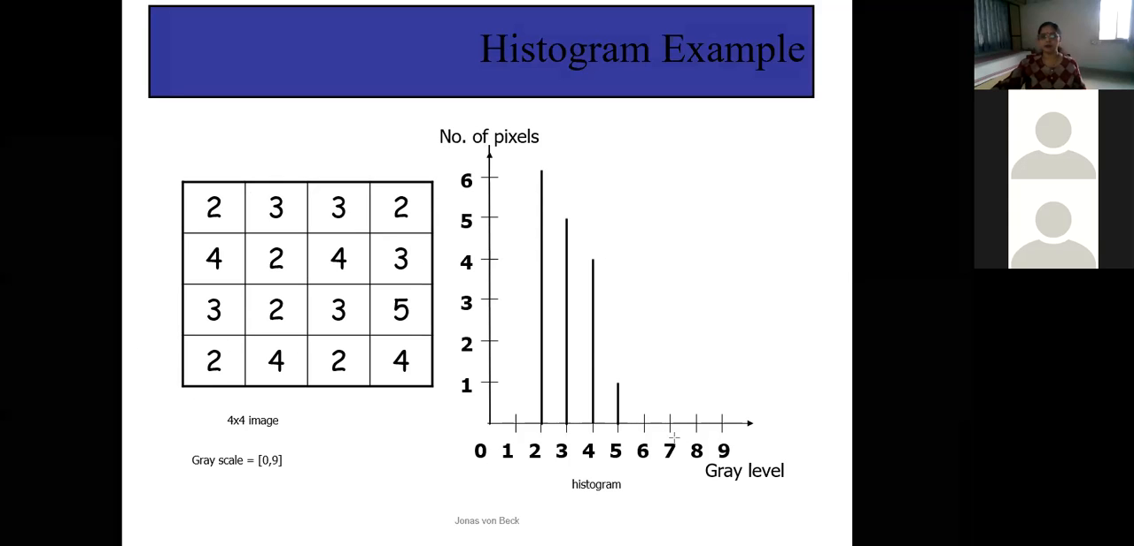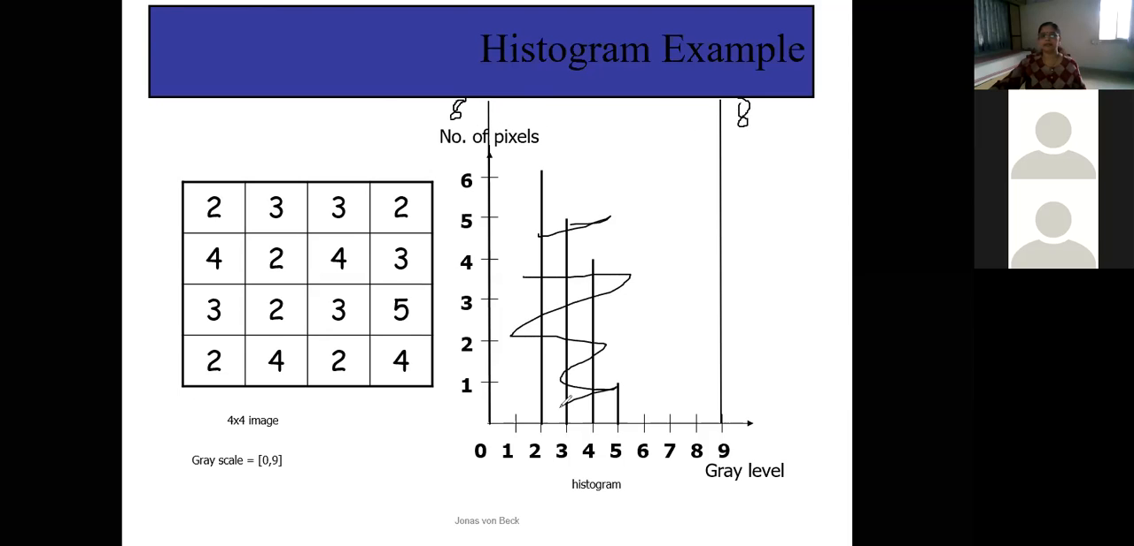The next peak will be available here at pixel value 9, and again it has the same amplitude, which is 8. Getting this? So you will get one peak at 0 and another peak at 9, and both of them will take the same amplitude, which in this case is 8. And these intermediate peaks won't appear. Is it clear? So this is nothing but the histogram.